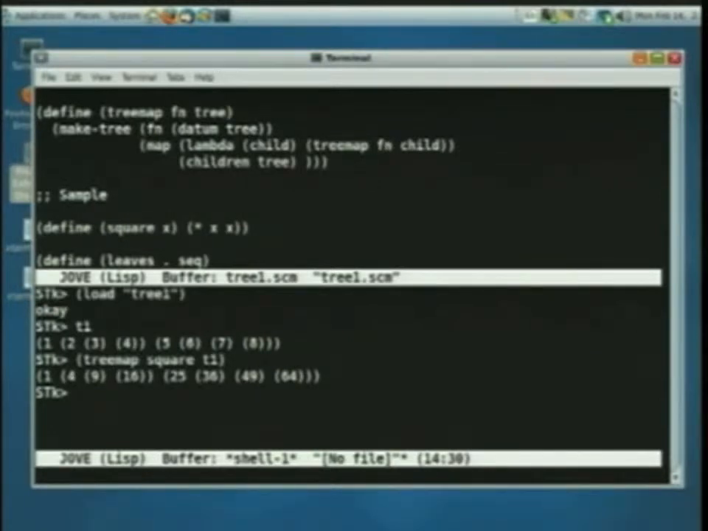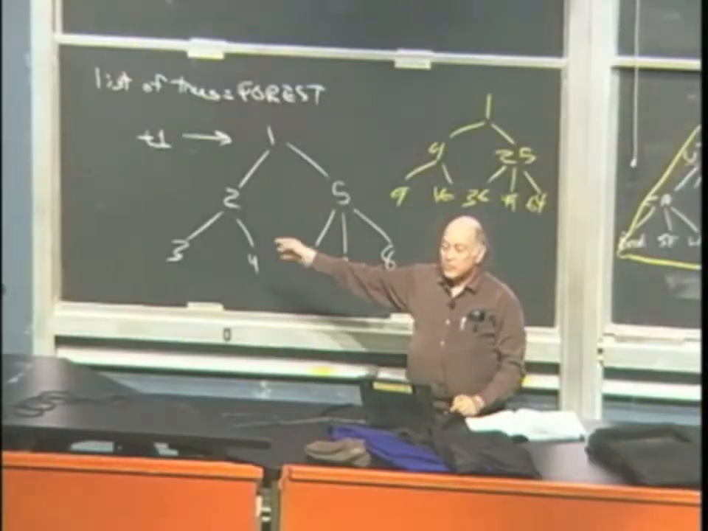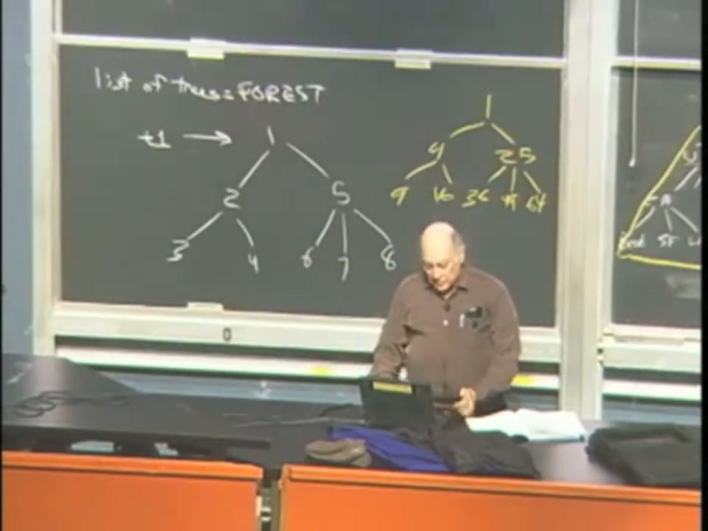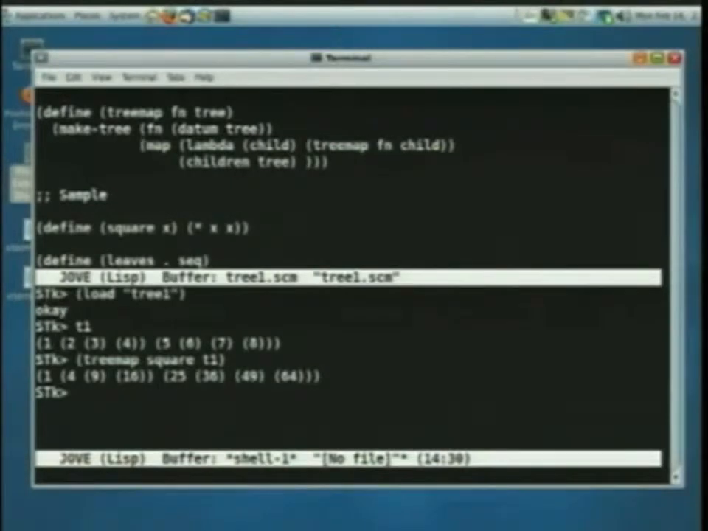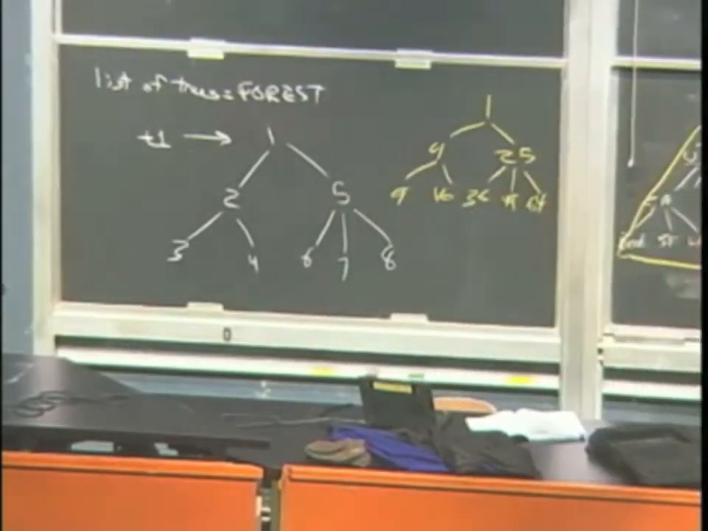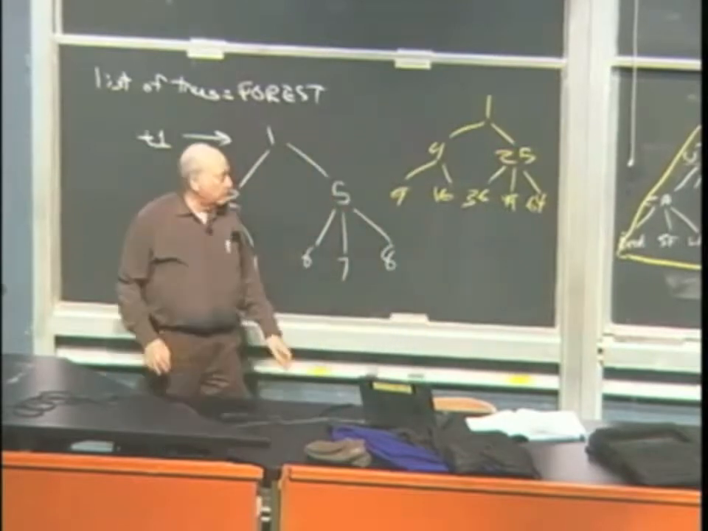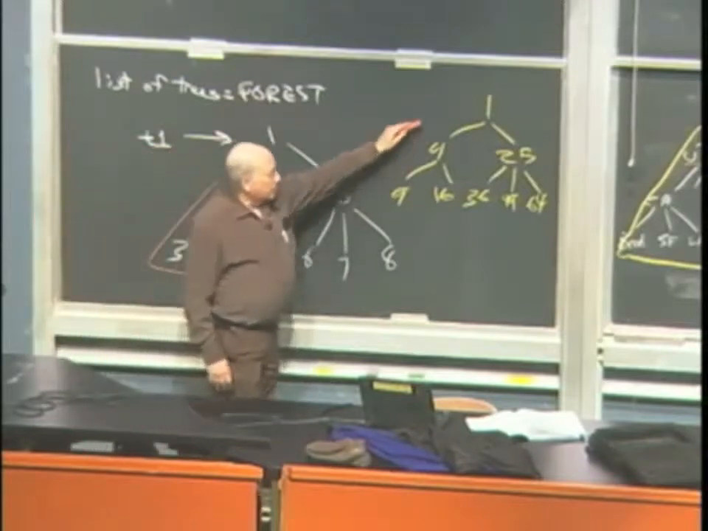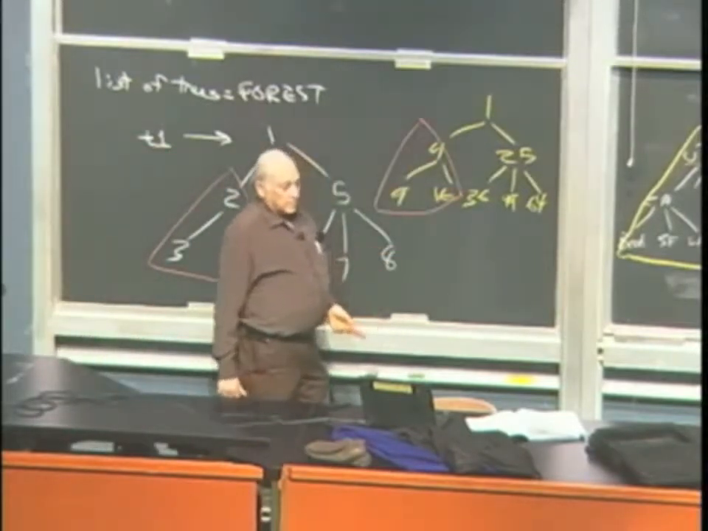Okay, everybody clear how that makes sense? We're given a datum and children. We call square, in this example, on each datum. So now we have to say, what should the children be? Well, the result of calling tree map on, let's say, this node right here is this node right here. Okay?